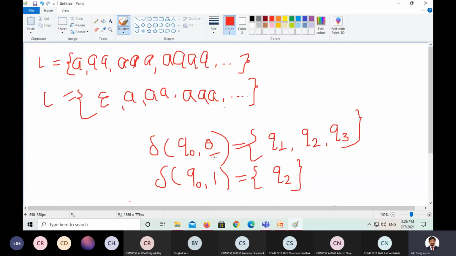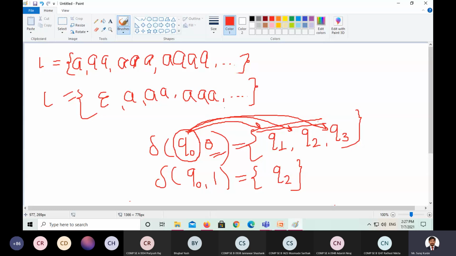So for input 0, we can move from the current state. What is the current state? Q naught. From this Q naught, we can move to any of these states. It will be in only one state at any time, DFA or NFA. But what are the possibilities here? From Q naught, I can move to Q1, Q2, or Q3. Any state is possible as a next state.